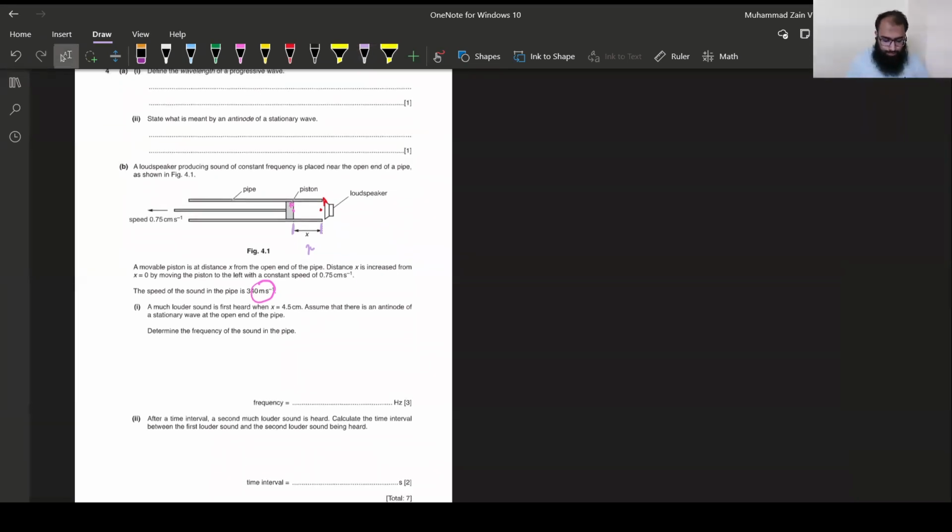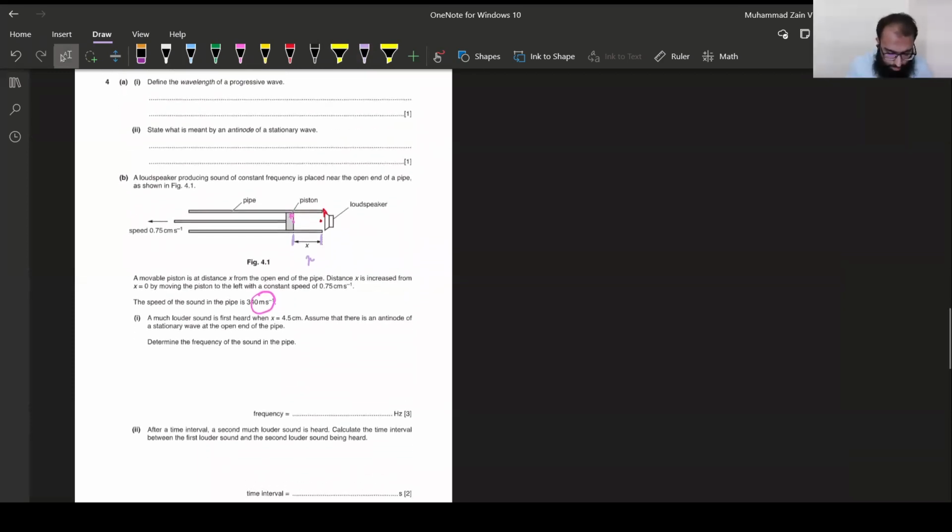So now a much louder sound is first heard. This tells me that the wave of the first harmonic frequency has just formed there. So how would I draw my wave? My wave would be something like this: node and antinode. And I know x equals 4.5, and this is equal to wavelength divided by 4. So wavelength divided by 4 equals 4.5, and from this I find my wavelength, which is 18 centimeters or 0.18 meters.